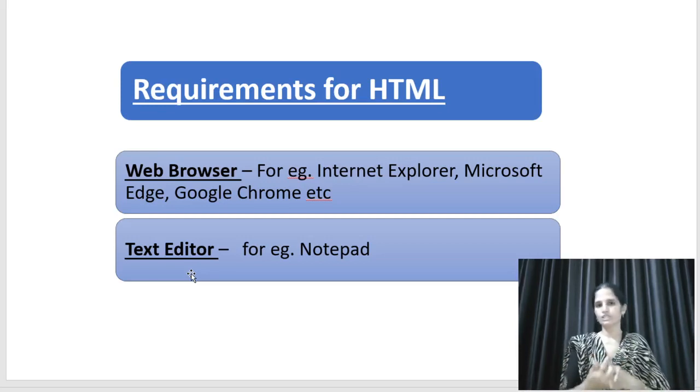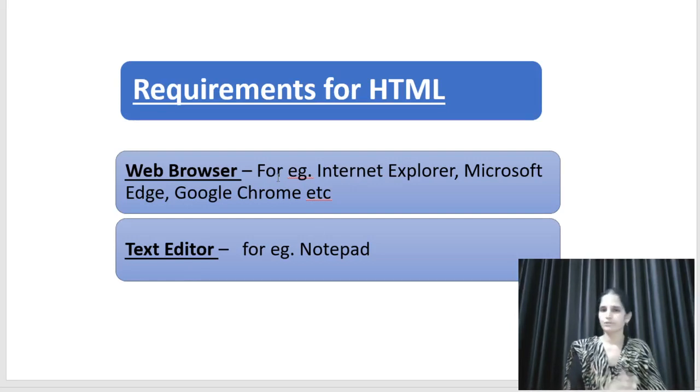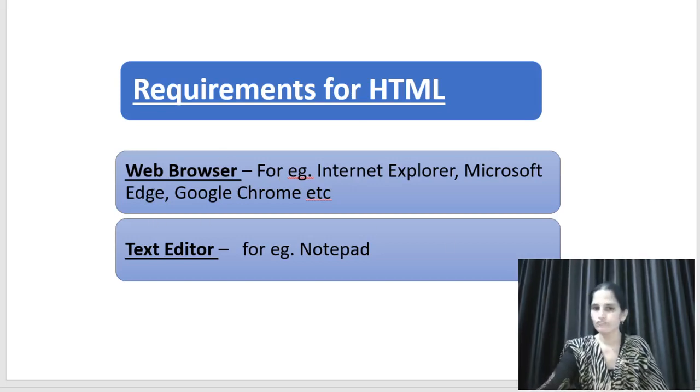So a web browser is where you can browse the internet, where you can surf the internet. This is called your web browser. So many web browsers are there, for example Mozilla Firefox, Google Chrome, Microsoft Internet Explorer, and now Microsoft Internet Explorer has a new name, Microsoft Edge.